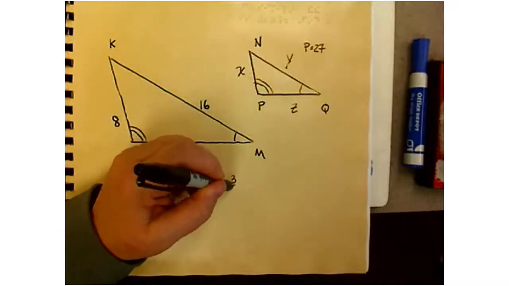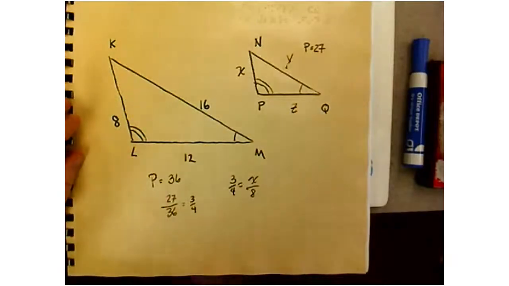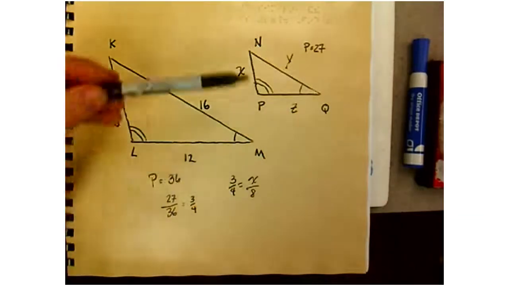3 is to 4 as x is to 8. So cross multiply. 3 times 8, 24, divided by 4, 6. Excellent. So x is 6.